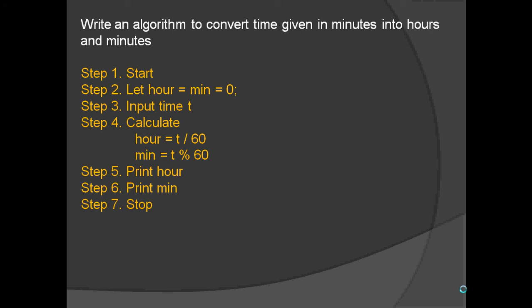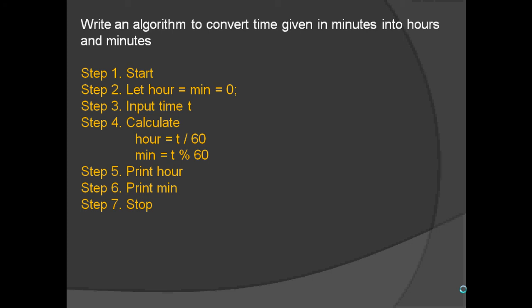As I've written this algorithm, you can see the first step is start, second step is you are initializing hours and minute to 0. Now in your source code also you can initialize the hours and minute to 0, but declaring this is the same as declaring the variable actually. And then in step 3, input time t, so you are entering the value of time in the variable t in minutes, as it is mentioned in the question, time given in minutes. So you have to convert it into hours and minutes, which is done in step 4, calculate. So the formula is executed.